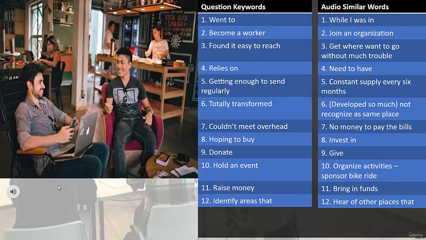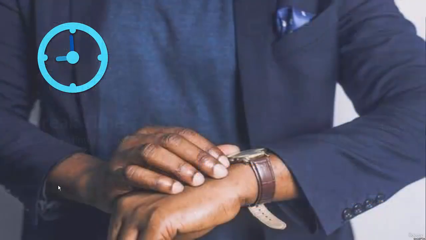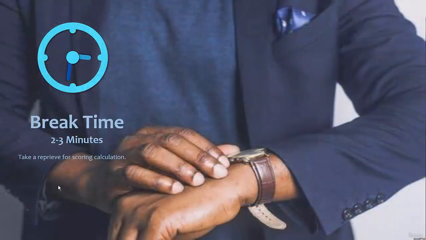And I hope that was very, very helpful for you. You can take a short break if you need to. And then we're going to move on to quiz C, which is the last paraphrasing quiz that we're going to do.